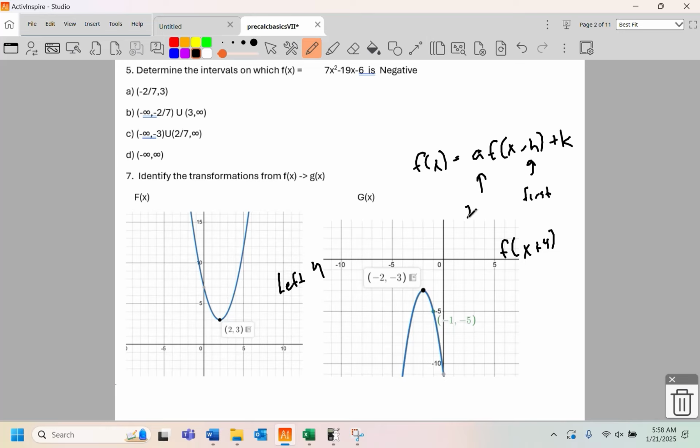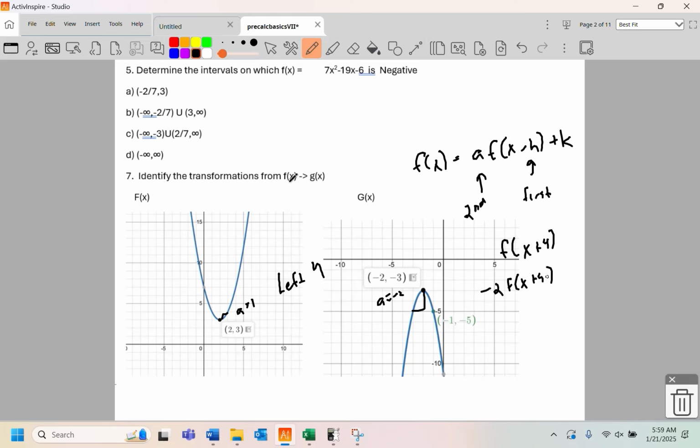This guy is second. Here A is 1. And here A is -2. So we take the function and we wrap it in -2. Now, something else has happened though.